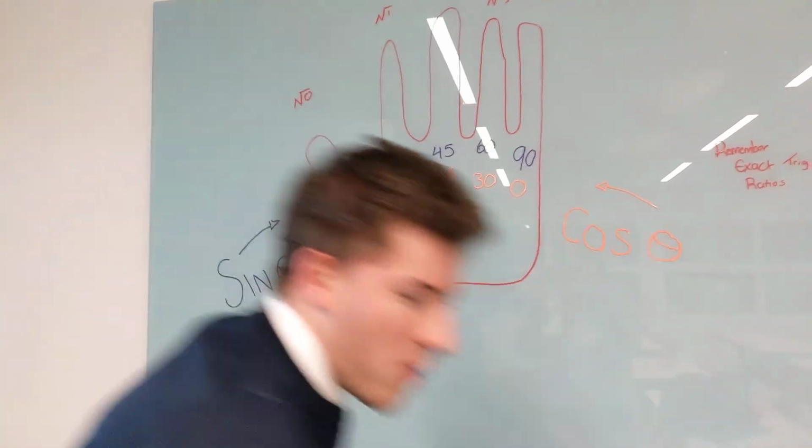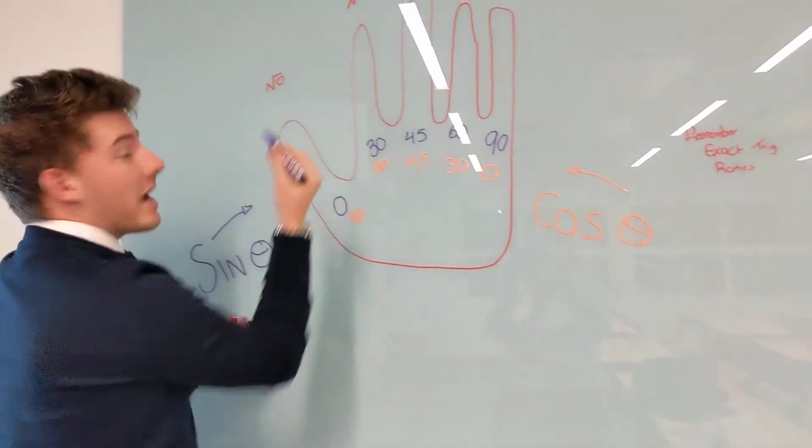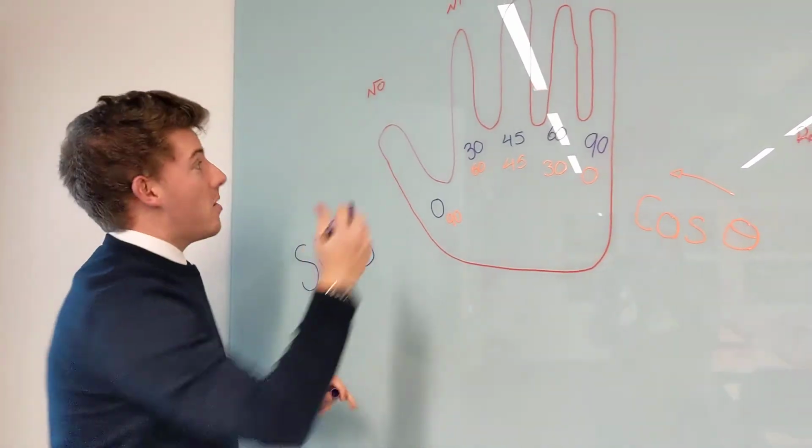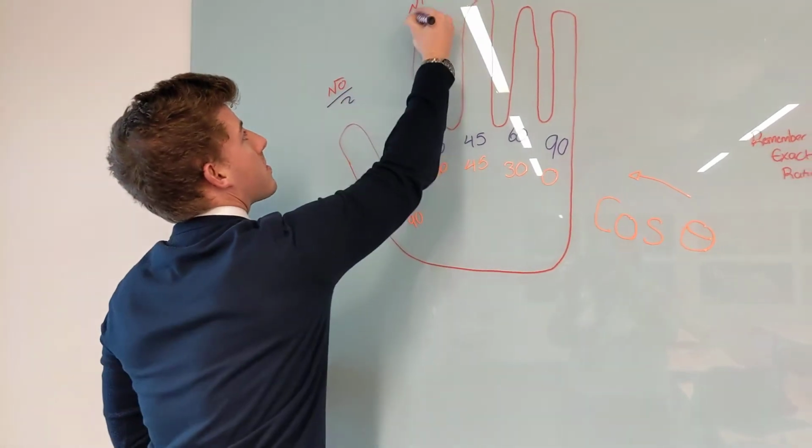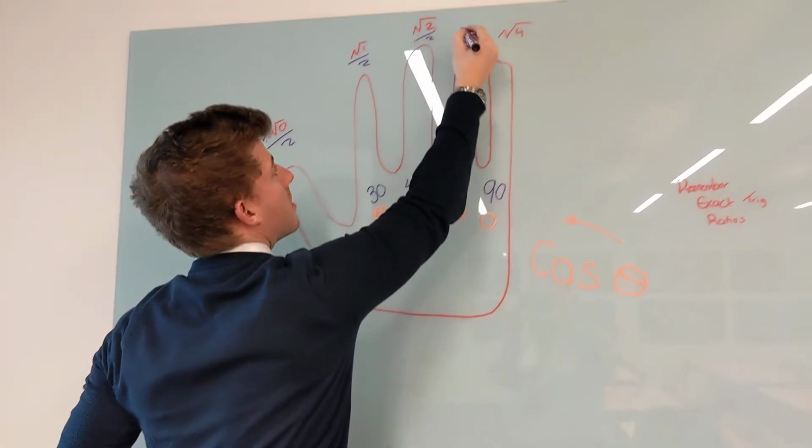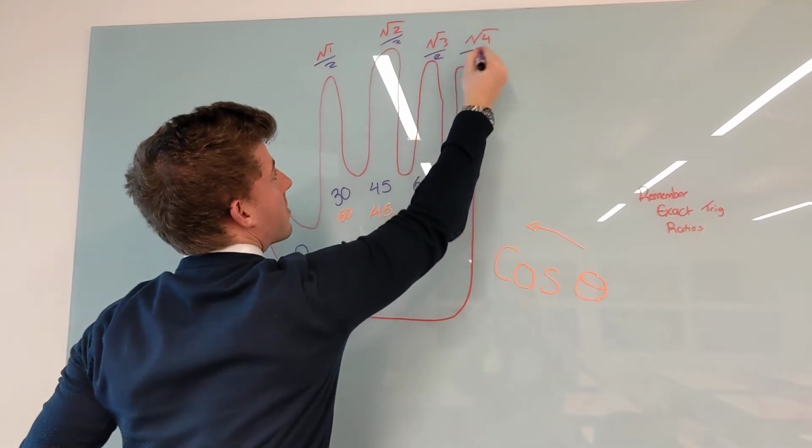And what you want to do with all those numbers is divide them, and this is really easy to remember, divide them all by 2. And that's all you're doing. Divide them all by 2.